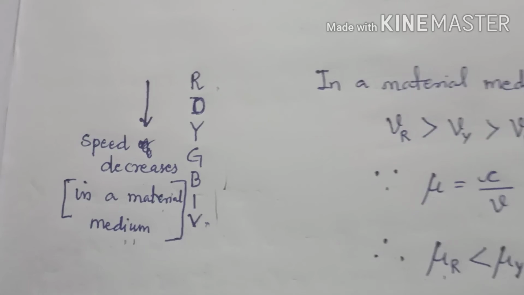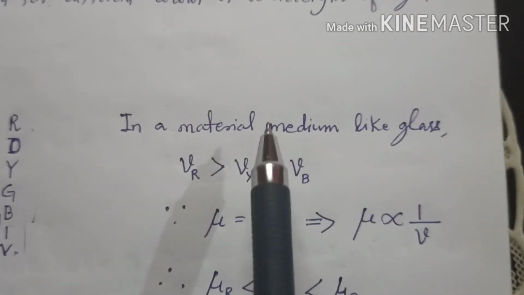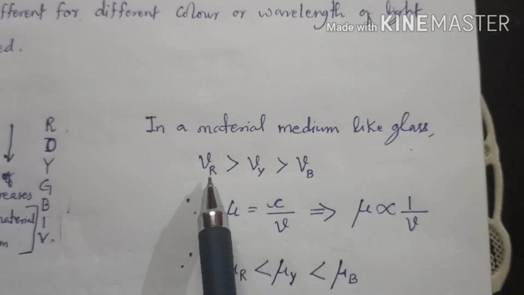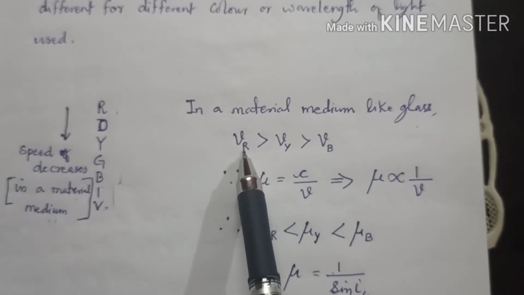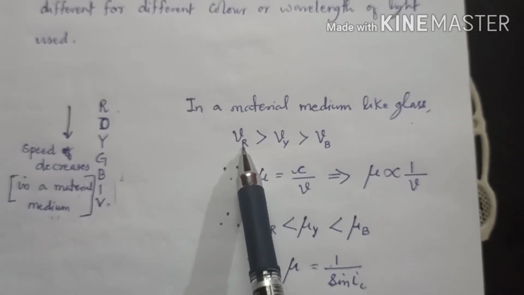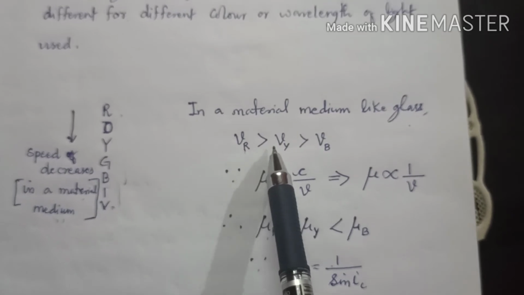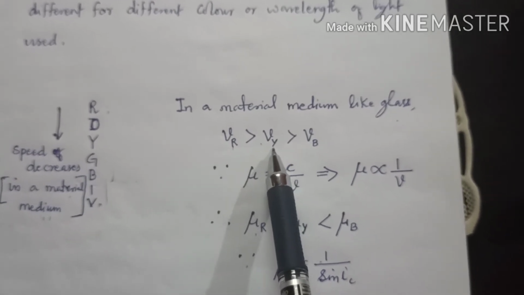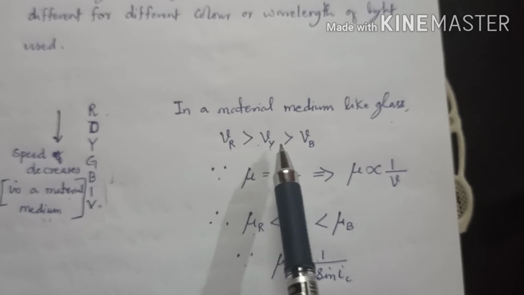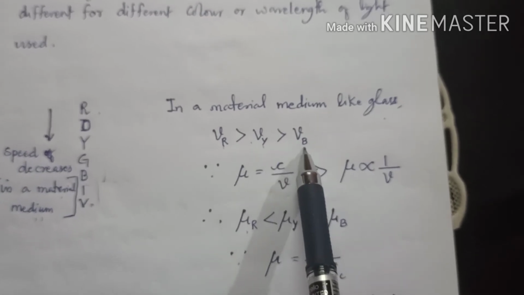Now let's say, in a material medium like glass, the speed of red light is maximum. So the speed of red light is greater than the speed of yellow light. And the speed of yellow light is more than the speed of blue light.